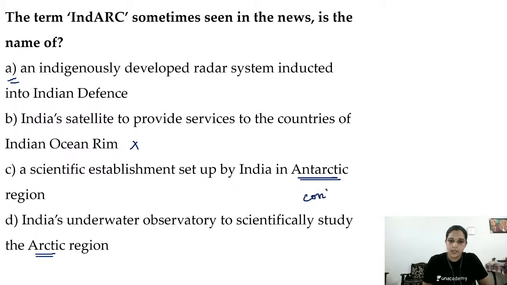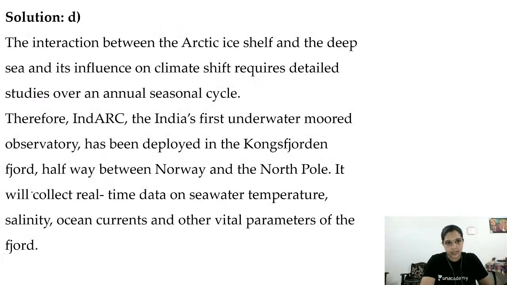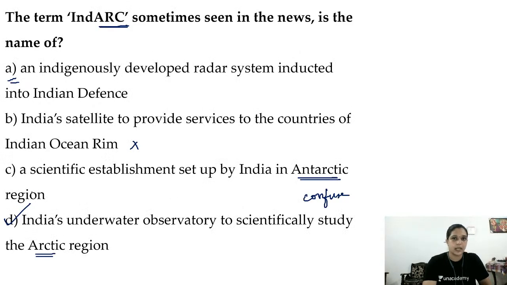Why are these two similar options given? To confuse you. So the answer should be either C or D. Here they are giving IND ARC, which stands for Arctic. So the answer is India's underwater observatory to scientifically study the Arctic region. It was a current affair that year, so don't worry, current affairs you will definitely know. But still I'm telling you how to eliminate options sometimes.